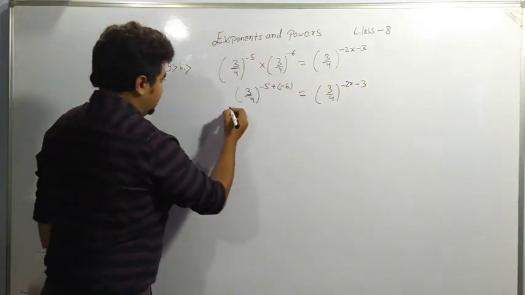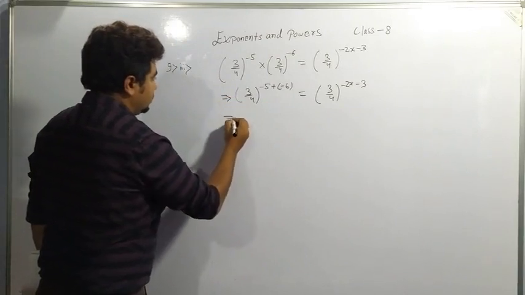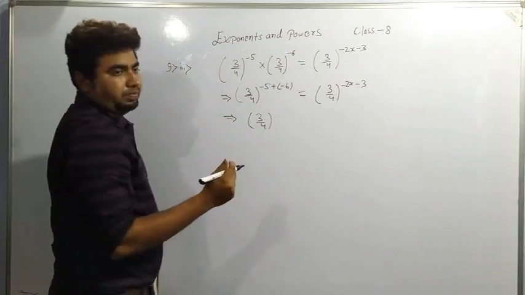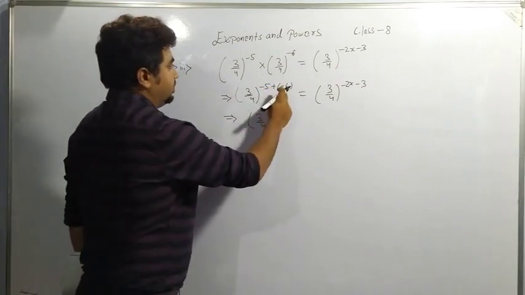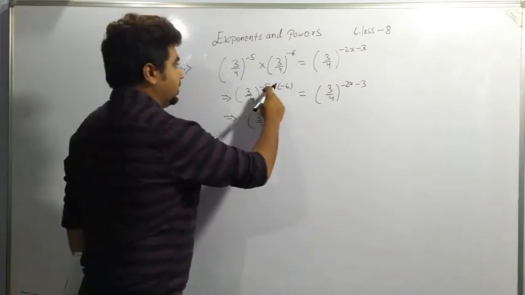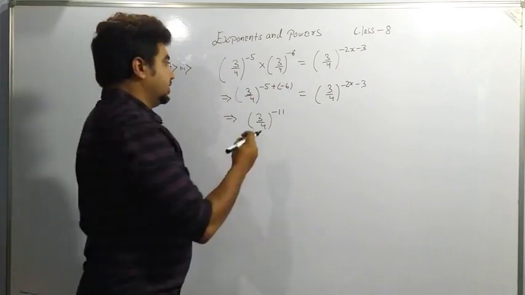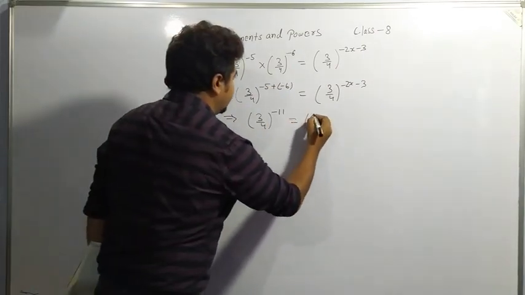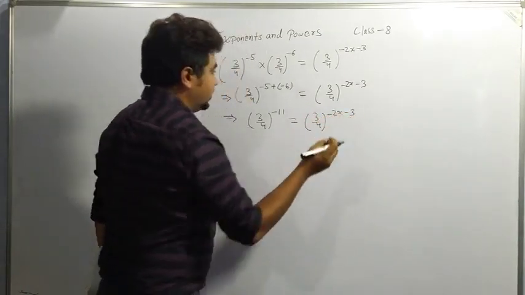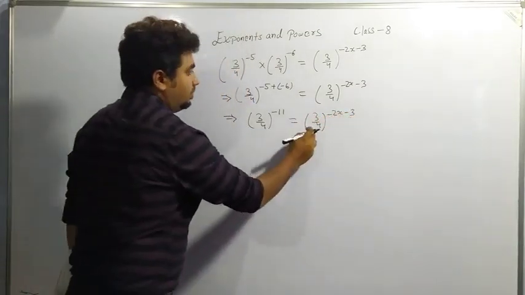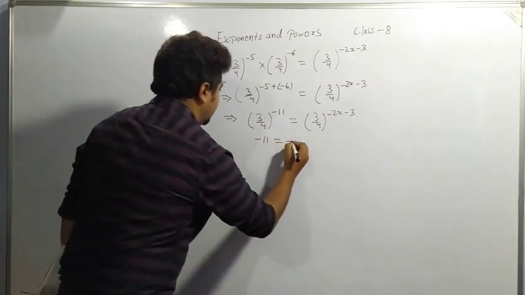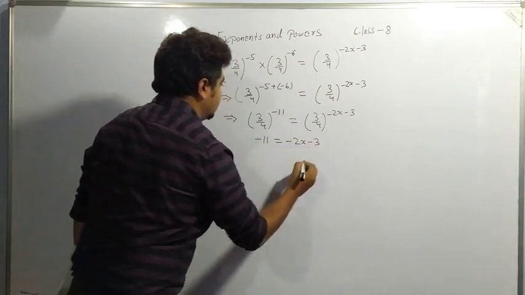Again we'll be seeing that 3 by 4 to power minus will become plus. Plus minus is minus. Again minus will become plus, but the sign will become minus 5 and minus 6 will become minus 11, and from here 3 by 4 to power minus 2x minus 3. Again we can compare powers, as the base is same, we can compare powers. Minus 11 is equal to minus 2x minus 3.